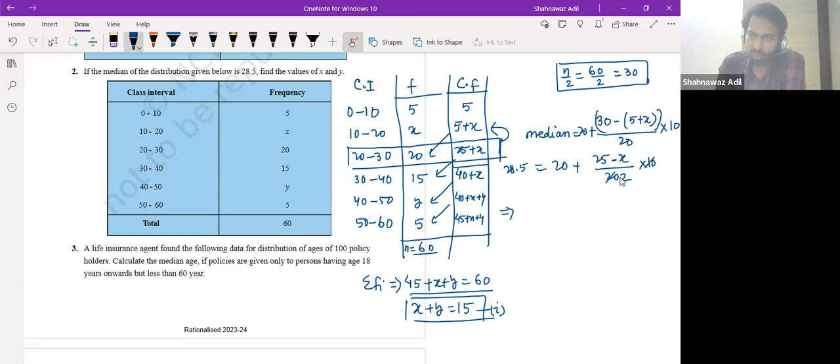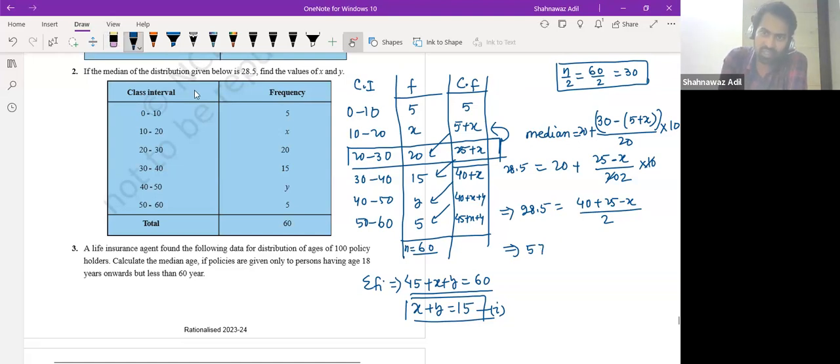So this would be how much? Oh, so I have to choose. So this is how much? 28.5. And then this is 40 plus 25 minus X by 2. So this is how much? 0, then 7, and then 5. Right, so 57. 57 is equal to, this is how much? 65 minus X. So X would be how much? X would be 65 minus 57. So how much? 8.